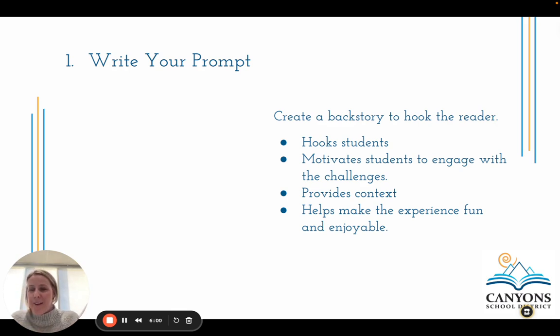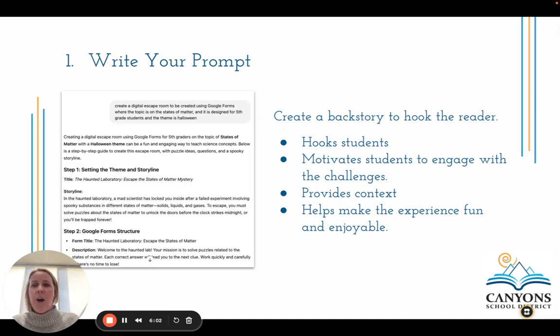And I utilized ChatGPT. So I actually wrote in a prompt, and at first I could have been more specific. I could have said, write a backstory or hook for this, but I wanted kind of just to see what it would do in general. So I said, create a digital escape room to be created using Google Forms. The topic is states of matter, and it's designed for 5th grade students. And the theme is Halloween. So I wanted it not just to be on the states of matter. I wanted it to be connected to a Halloween spooky theme. And so it gave me this text.